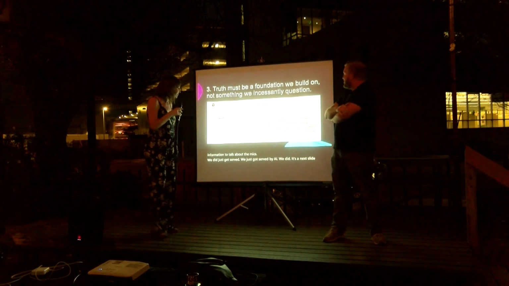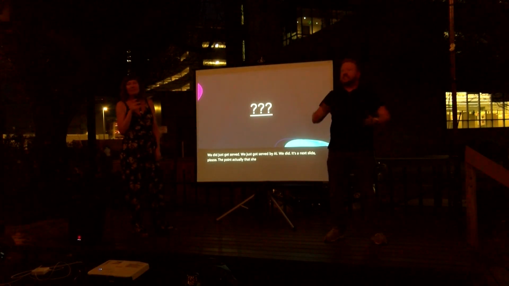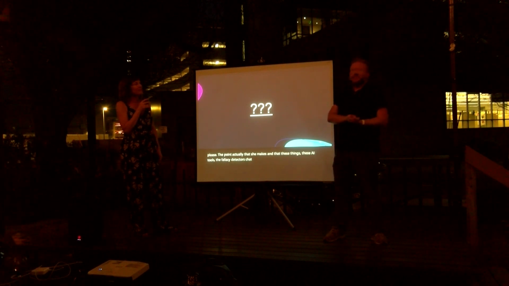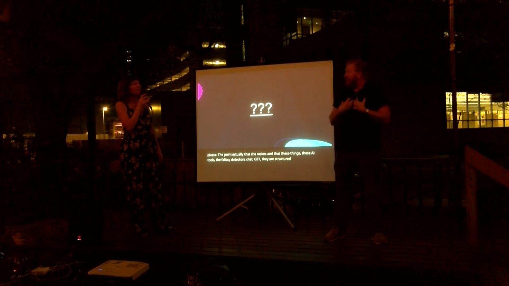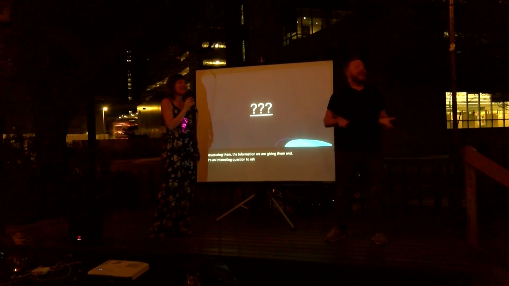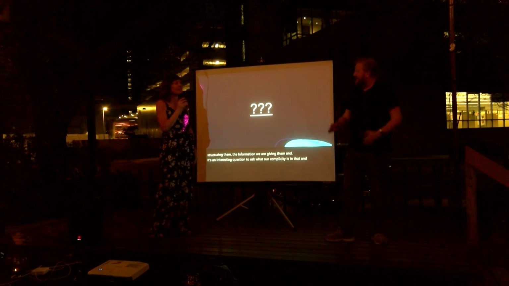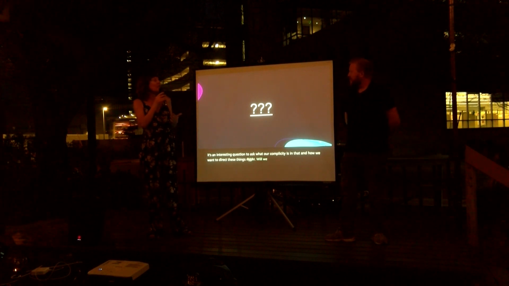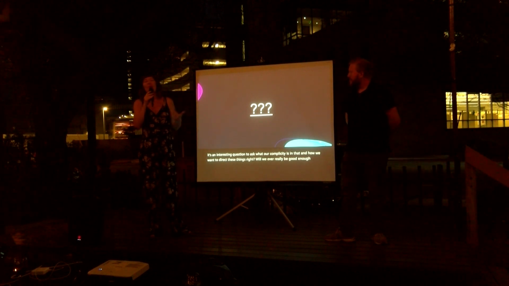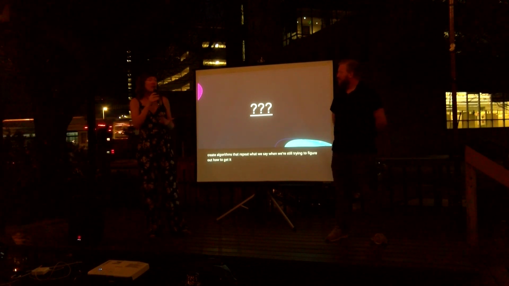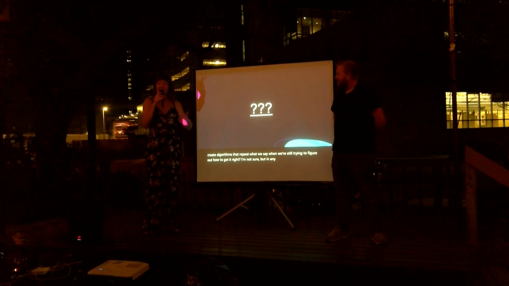Next slide, please. But it's a good point that she makes, in that these AI tools, the fallacy detectors, ChatGPT, are structured around how we structure them and the information we give them. It's an interesting question to ask what our complicity is in that and how we want to direct these things. Will we ever really be good enough to create algorithms that repeat what we say when we're still trying to figure out how to get it right? I'm not sure. But in any case, move on to the next slide.